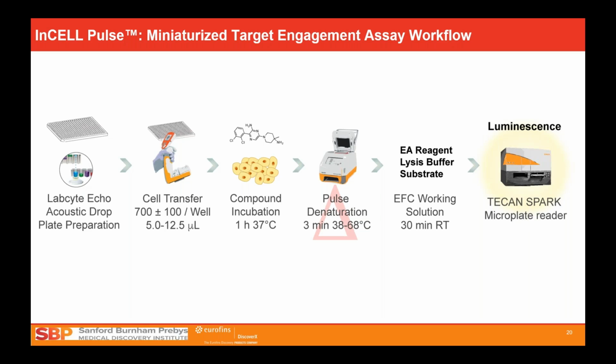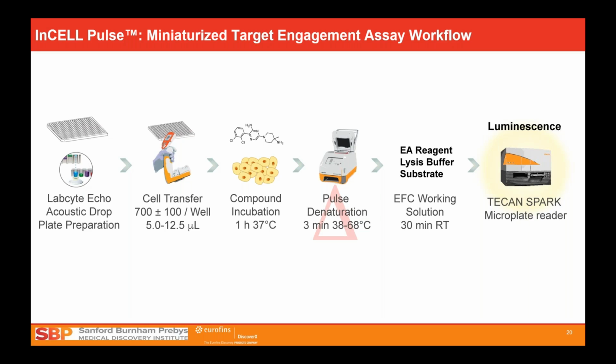So on the left-hand side, the first thing we would do is get plates with compounds or control and have those prepared. Then the second step, you have cells which are stably or transiently transfected. You apply them to the compounds in the wells, about 600, 700 cells per well, and we use, say, from a 5 to a 13 microliter volume for this incubation. Then the cells incubate with the compound. The compound has a chance to go inside, 1 hour at 37 degrees.